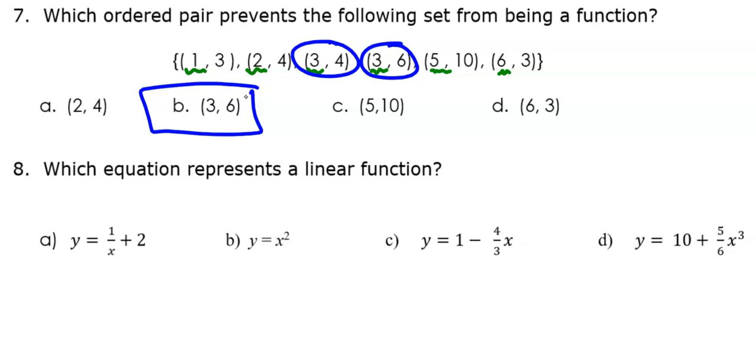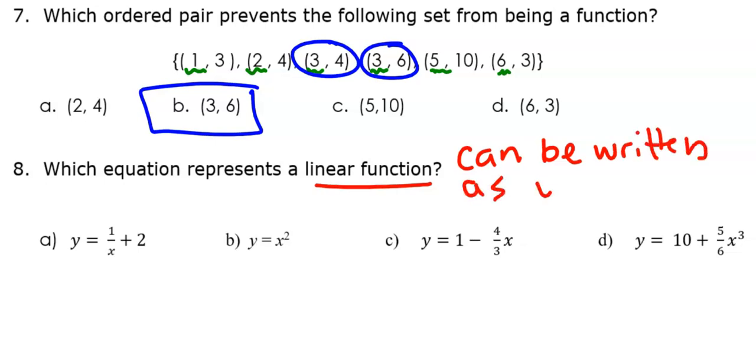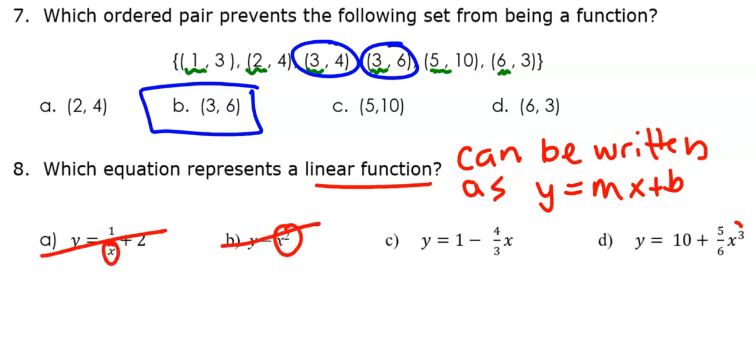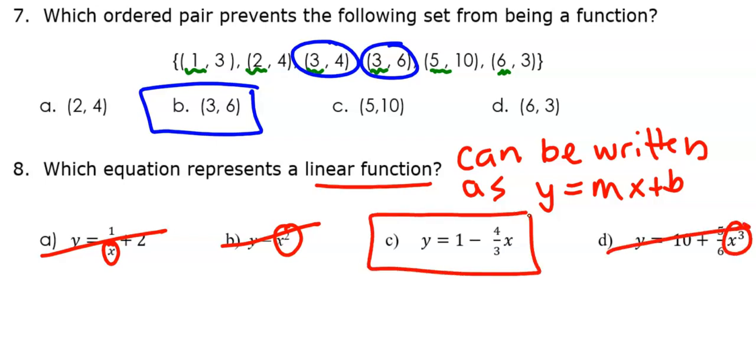Number 8 asks you which equation represents a linear function. A linear function is an equation that can be written as y equals mx plus b. No powers, no special characters, no variables in the denominator, no variables multiplying each other. This breaks the rule, this breaks the rule, and this breaks the rule. So C is the linear function.